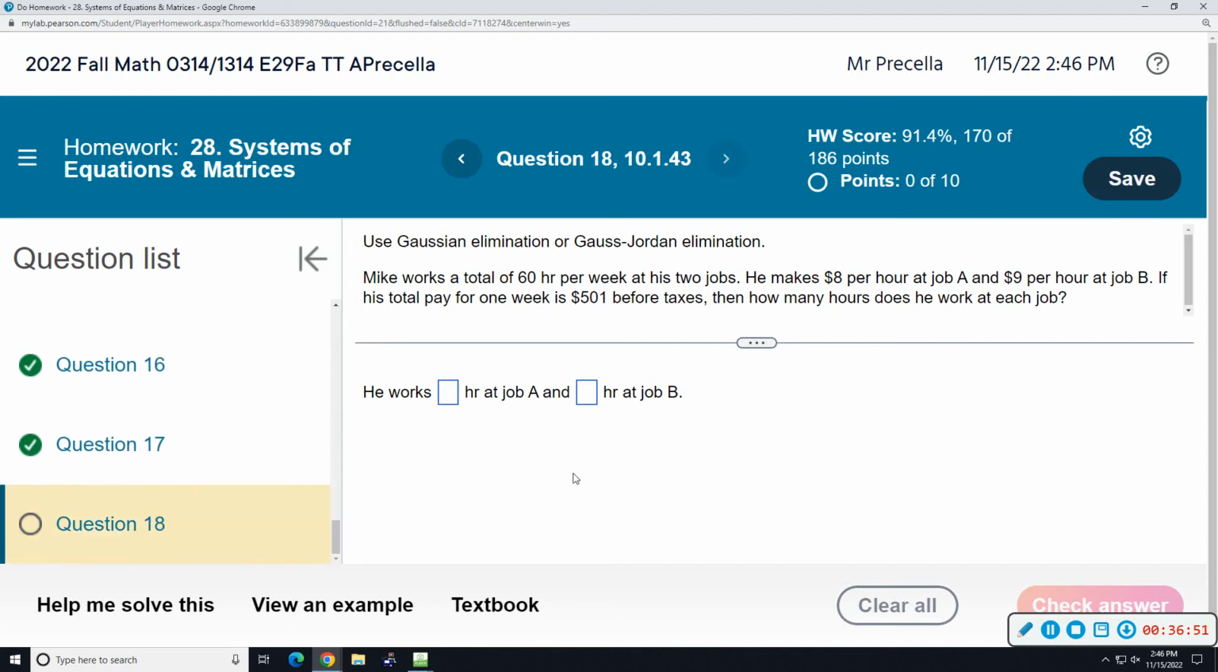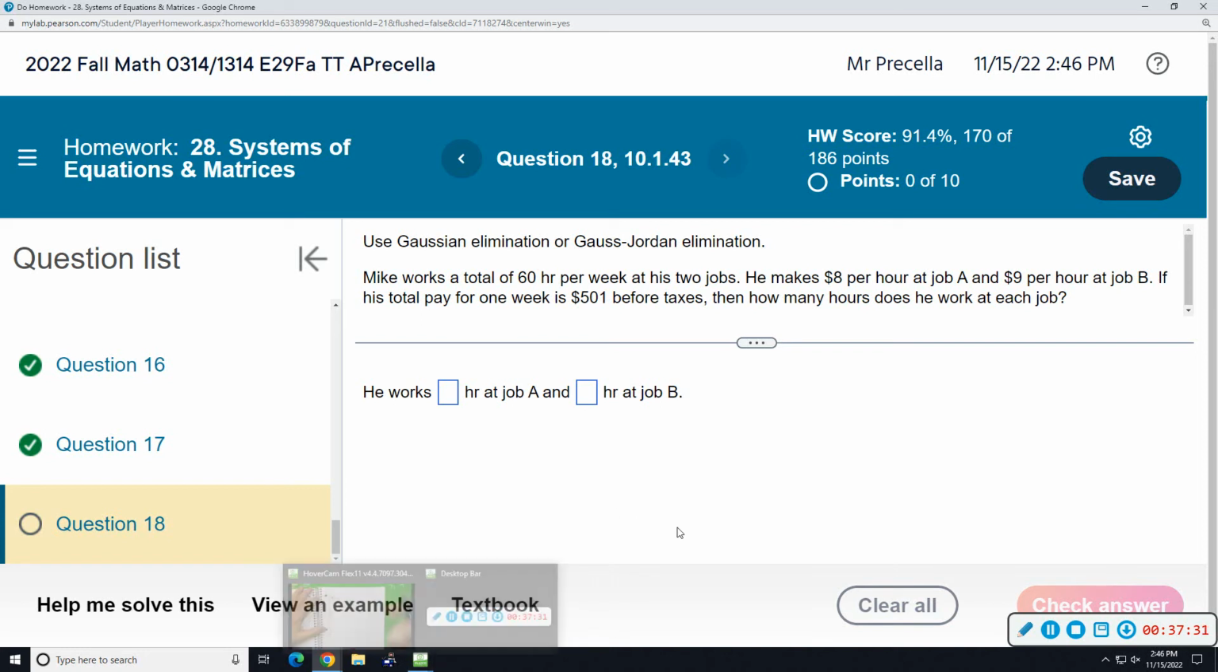So he's working a total of 60 hours per week at his 2 jobs. He makes $8 per hour at job A and $9 per hour at job B. If his total pay for 1 week is $501 before taxes, then how many hours does he work at each job? I just want to say, you guys are saying it's depressing, but that's like basic minimum wage now. I know, yeah, but having to work 60 hours a week at 2 different jobs. It'd be better to work 60 hours at one job so you can get some overtime, right? But some jobs won't really. You're right. But if it were one that would pay overtime.